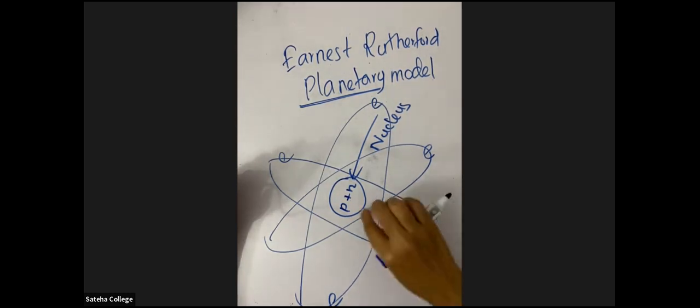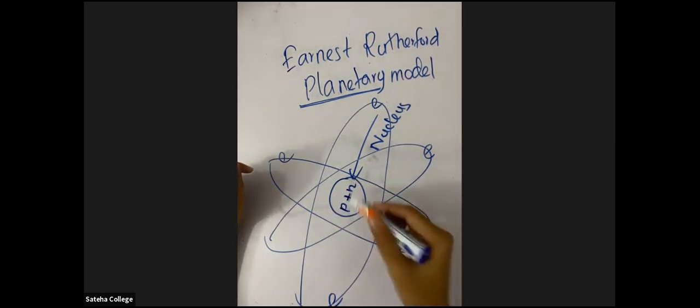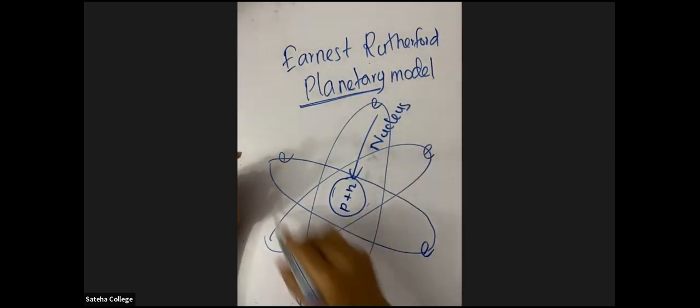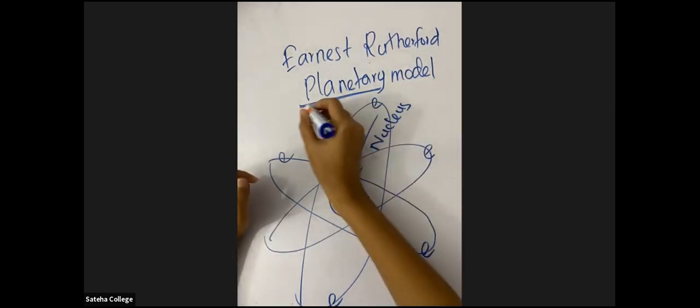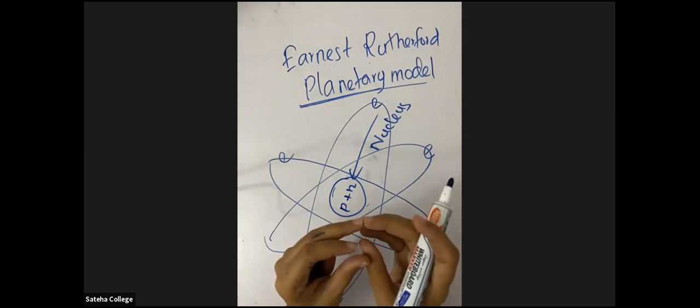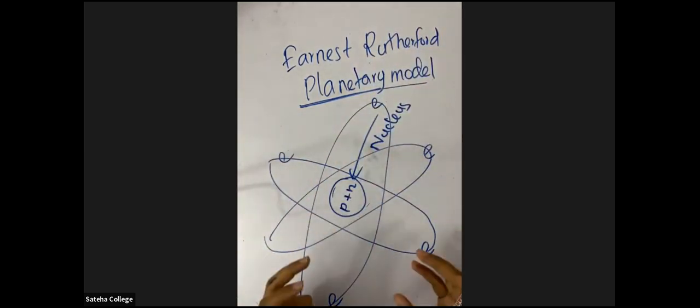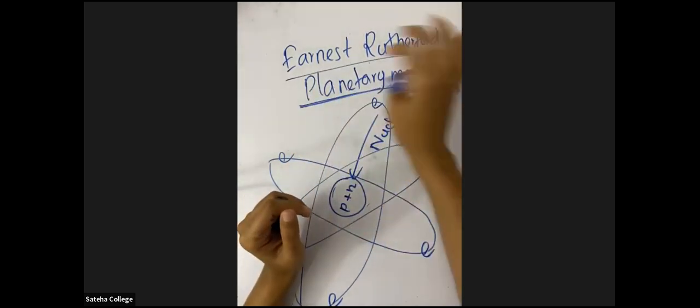Right? So, this is like where? This is like the solar system. You have the sun. And around the sun, what is revolving around the sun? The planets. So he named it as the planetary model. So what did he say? He told, an atom consists of what? Nucleus. His name is Ernest Rutherford, right?